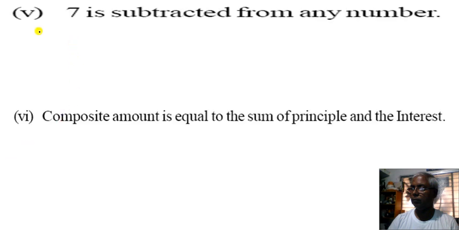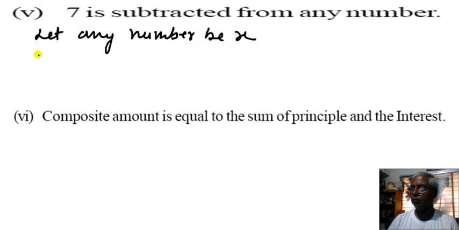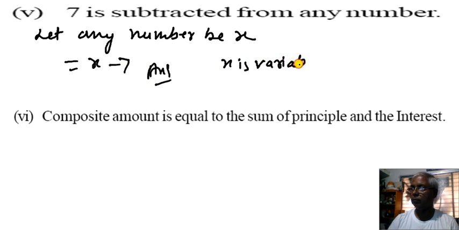Now let us see the fifth one. 7 is subtracted from any number. Let any number be x. So 7 subtracted from the number is x minus 7. That is your answer, where x is the variable.